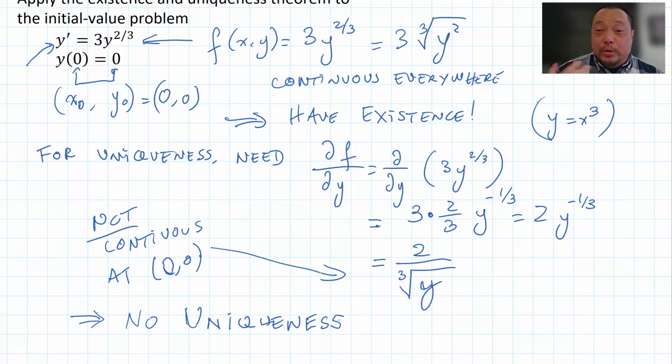All right, so the theorem says we don't have uniqueness here, but when we tried to solve using separation of variables, we did get only one unique answer. So how do we explain that discrepancy? Well, one thing we could say is, this theorem is about sufficient conditions. If we have this, then we have existence. If we have that, then we have uniqueness. It's not a necessary condition. It is possible to fail the condition and still have uniqueness. Maybe.